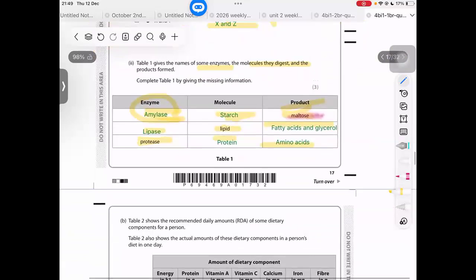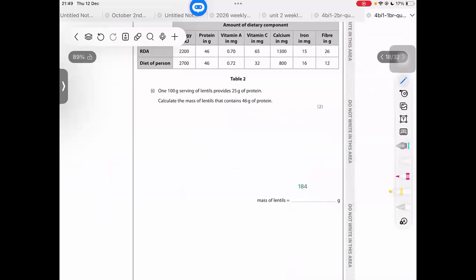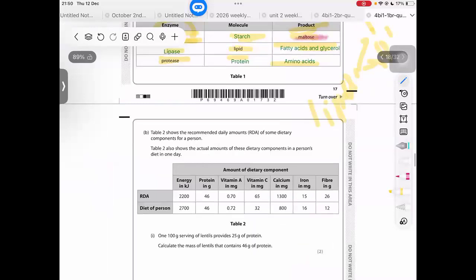Right. And here it doesn't have to be fatty acids and glycerol. It could be fatty acids or glycerol. But I believe since lipase breaks down lipids into their subunits, which are both fatty acids and glycerol, there's no harm in writing fatty acids and glycerol. But since they're asking just one product, if you want, you can write fatty acids only. They have not deducted marks for writing both fatty acids and glycerol, because that is the most appropriate answer.